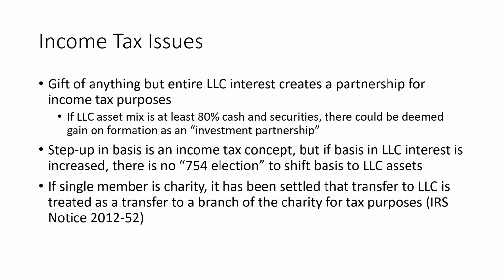Another issue is that the step-up in basis is an income tax concept, so it seems like it would apply directly to the LLC assets, but really what we've seen in the past is that the IRS has looked at the basis in the disregarded LLC interest, because remember, the disregarding is with respect to the LLC itself and not with respect to the interest in the hands of the single member. So if the basis in that LLC interest is increased, there's no real 754 election that you can use to shift basis to the LLC assets. That would be intuitive that you could, but there's really no guidance on how you get there. Now, I suppose you could easily just add a member and then do it as a backdoor type of thing there, but that's another unsettled issue.